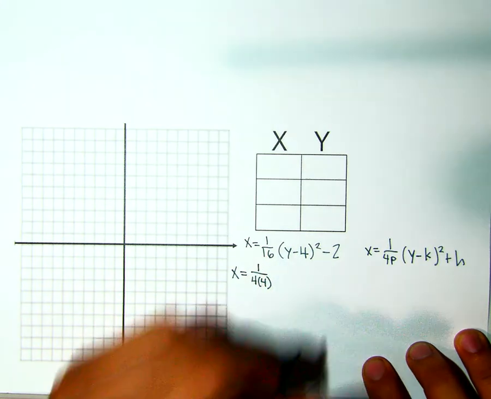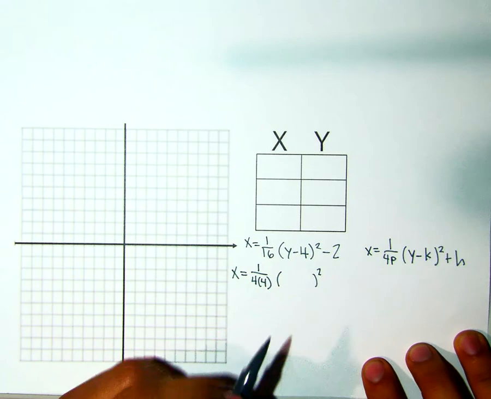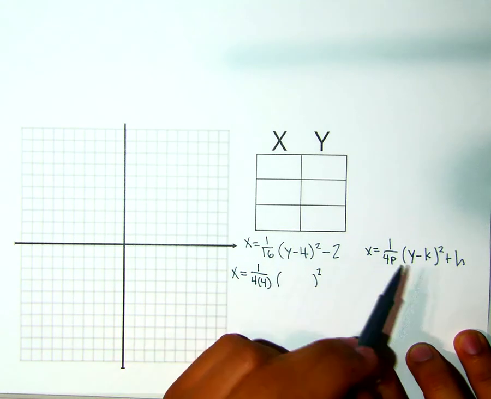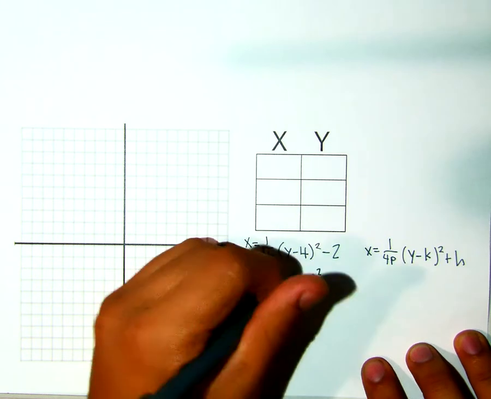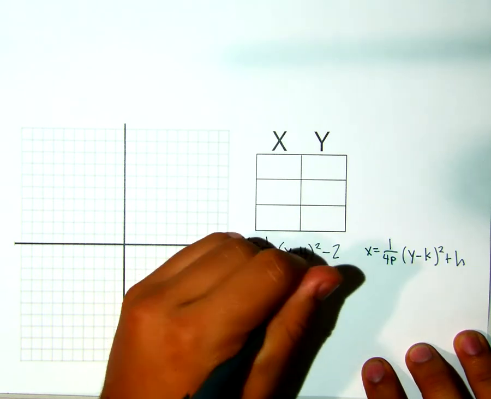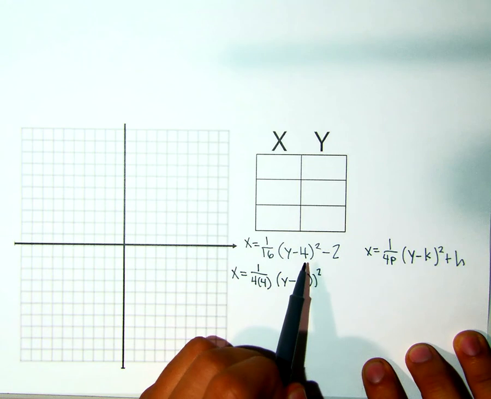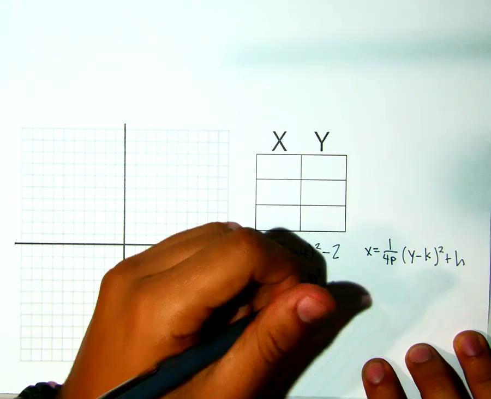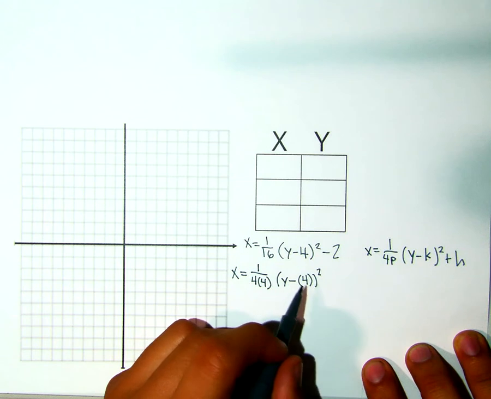So the next step, we're going to have parentheses squared. We want y minus. Is this y minus? Yes, it's y minus. And then we have to find our k value. Well, what's our k value? 4. It's not negative 4, it's just 4. When it's in y minus, it will just be 4.